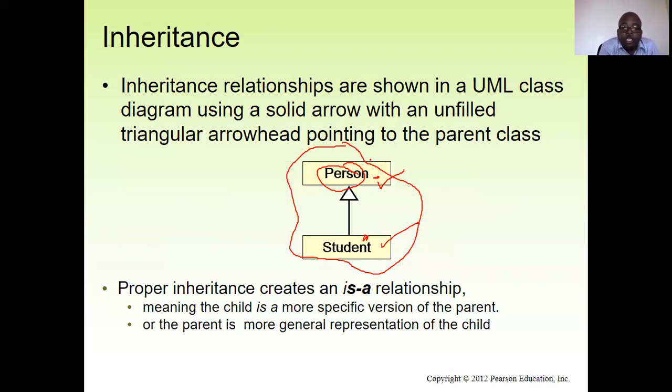All right. Now it is important to note that the student, which is the child, is a more specific version of the person, which is the parent. Okay. And what makes it more specific? It's going to have some things that the person will not have. All right. Question? I thought I heard somebody asking something.